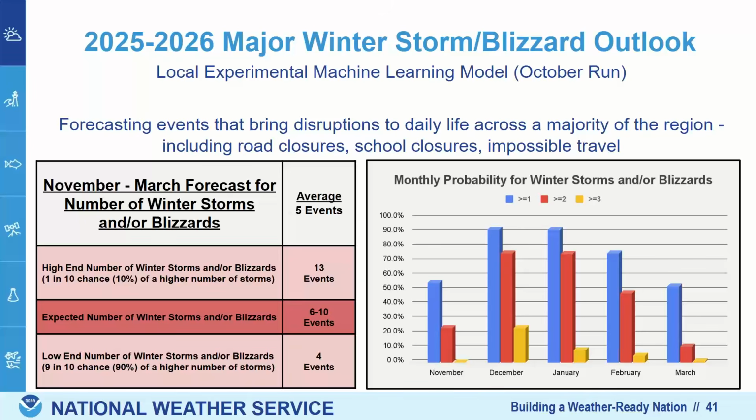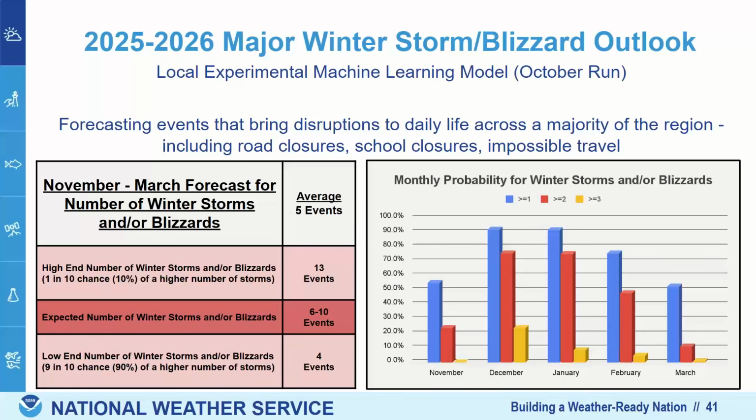So kind of breaking it down by month, looking at a quieter November, maybe a 50% chance for one major-ish winter storm. But then as we head into December, January, February, those odds really tick up, with a 70% chance or greater for at least 2 storms.